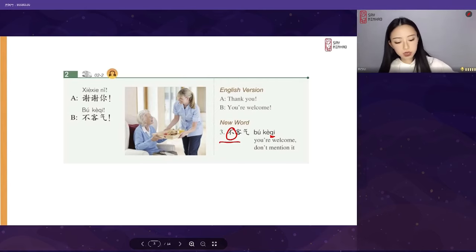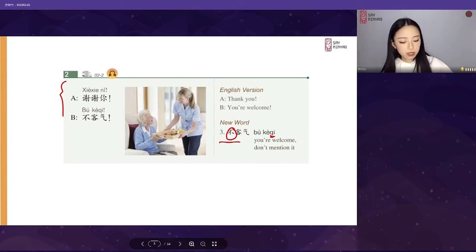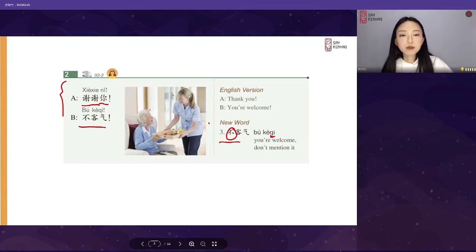Okay, now let's move on to the text. Here is the text. I'm going to read it for you. 谢谢你，不客气。So, this one, 谢谢, we've learned, it is to thank. And if I put a 你, 你 means you, right? The singular you. 谢谢你 means thank you. And B said, 不客气, you are welcome.